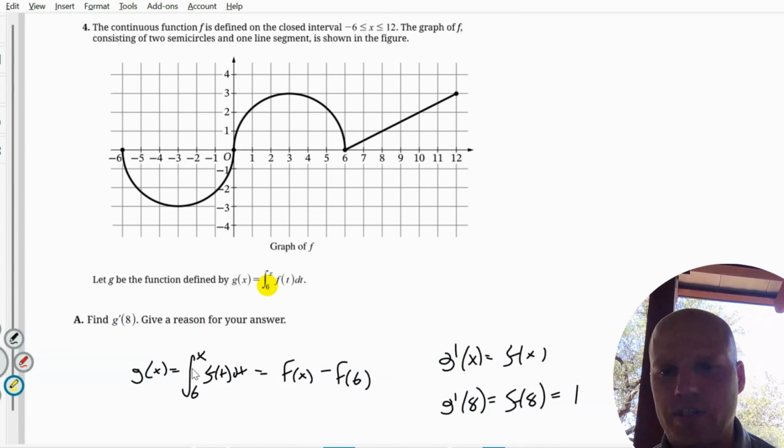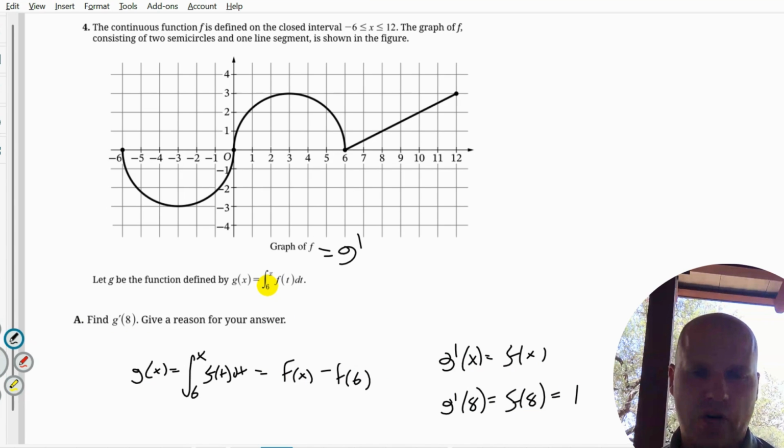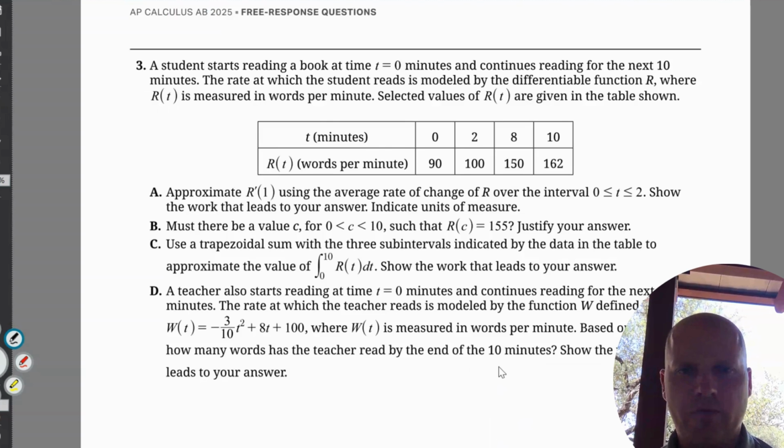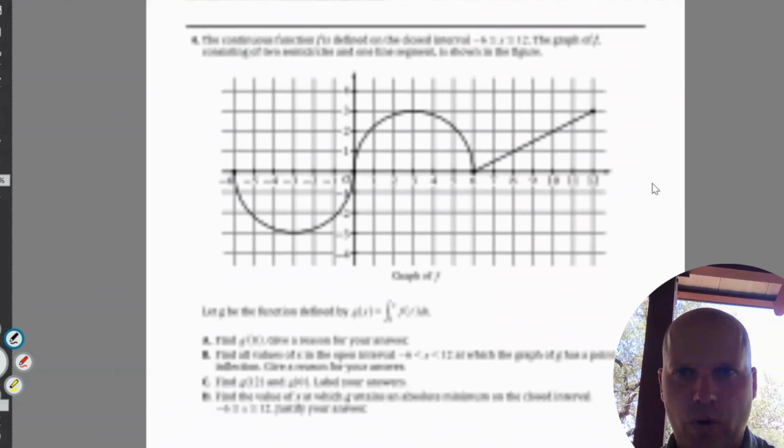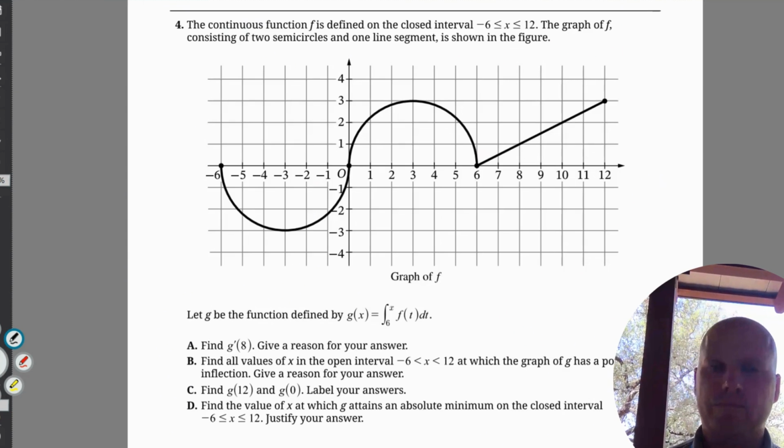All you needed to know is that when you take the derivative of the integral, you just get f. So it turns out G is the graph of a derivative. Okay. Sorry for not showing you this question. Let me show you this question. If you want to pause and do this question, this is question number 4.